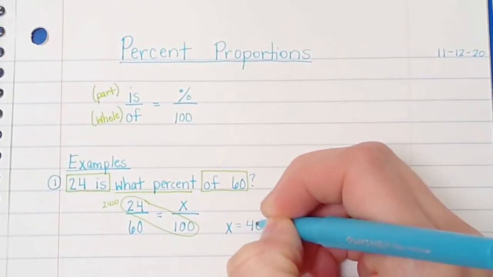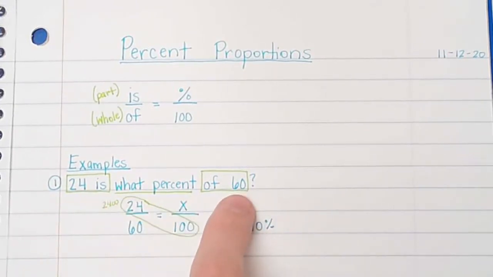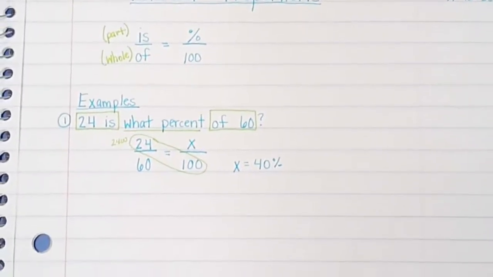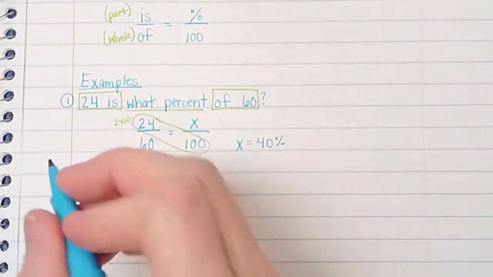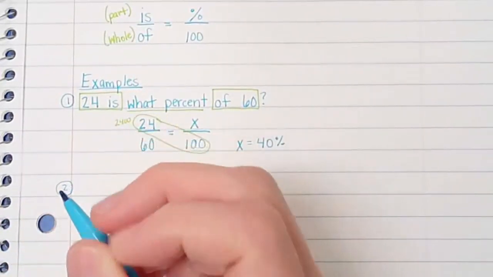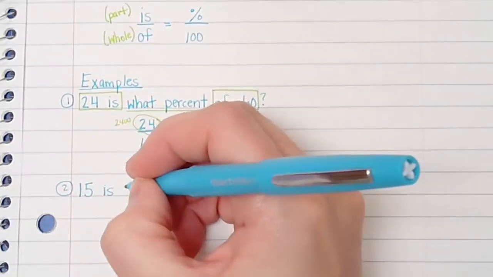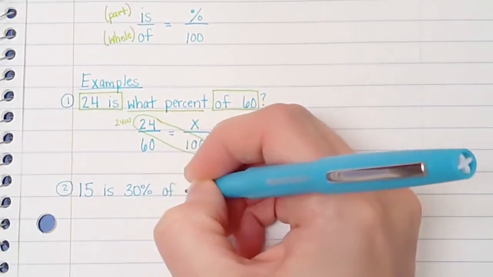So remember I was talking about those M&Ms and the blue ones. If there's 24 blue ones out of 60 total M&Ms, that would be 40% of them being blue. Okay? Let's look at another one. We're still using this up here. This is super important, so make sure you don't lose that. Let's try another one. 15 is 30% of what number?